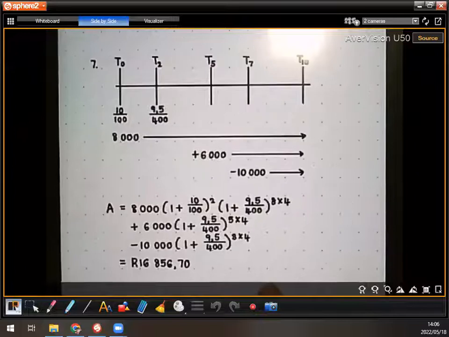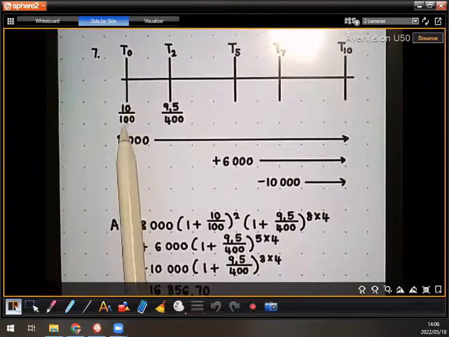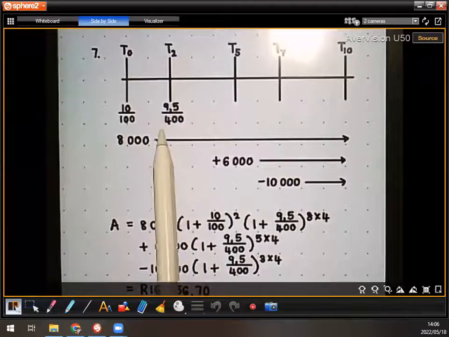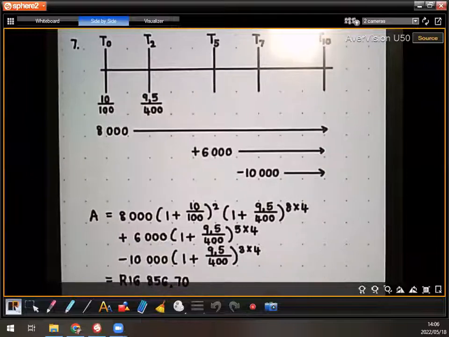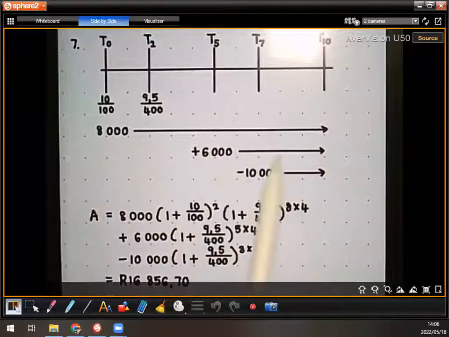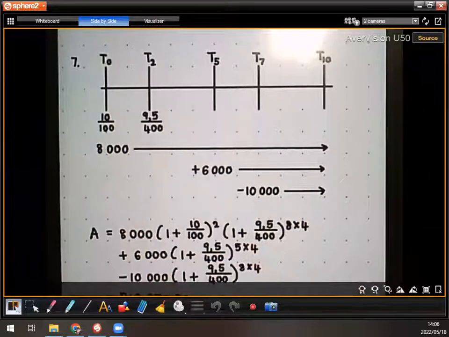Now, number 7 was similar, but now you did have 2 different interest rates. So they said for the first 2 years, it was just 10% compounded annually, right? So that's just 10 over 100. And then after 2 years, it changed to 9.5% quarterly. That's 9.5 over 400. Again, it was an original investment, an extra deposit, and a withdrawal. All right, so you can just look at my T value there, that's the different years.